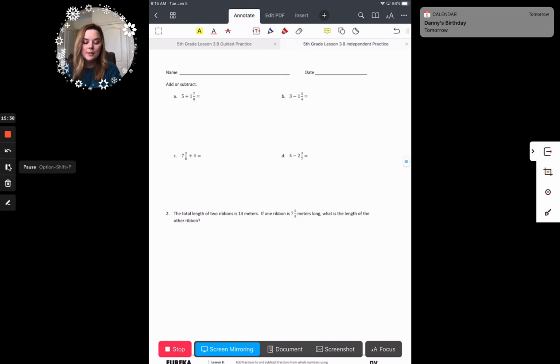And then you also have a word problem. Total length of 2 ribbons is 13 meters. If one ribbon is 7 5/8 meters long, what is the length of the other ribbon? So you can solve these however you want to, whatever works best for you. Just make sure that you show your work.